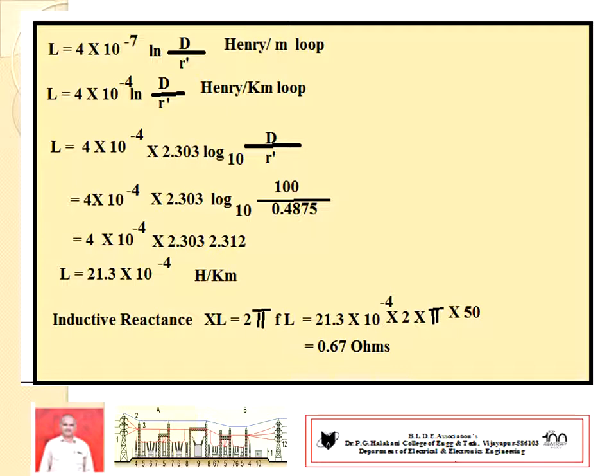So L should be equal to 4 into 10 to the power of minus 4 into 2.303 log base 10 d by r dash. Substitute all the values, you calculate L. L should be equal to 21.3 into 10 to the power of minus 4 Henries per kilometer. So once you know the L value in Henry, then you go for inductive reactance. That should be equal to 2 pi F L, because F is the given frequency of the system. So it is going to become 0.67 ohms.